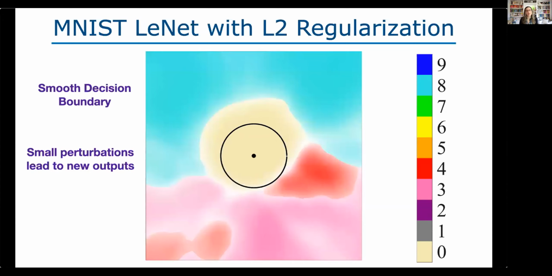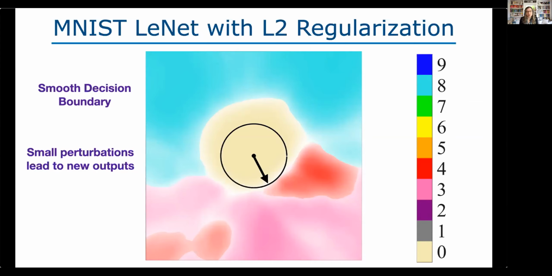So here's what happens when we use a very standard form of regularization in deep nets, L2 regularization or weight decay. The first thing to notice is that the decision boundaries are now much smoother. In the prior case, we had a lot of jagged edges. Here, we're getting nice, smooth boundaries. We still have a radius, though, that is relatively small.